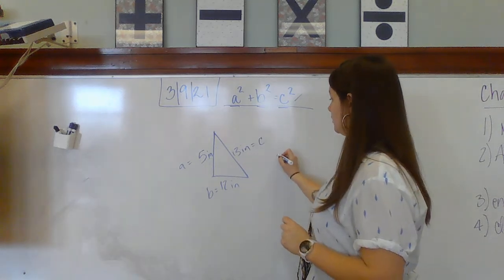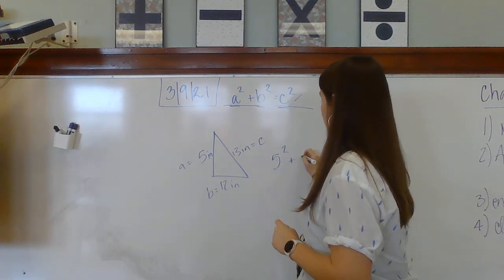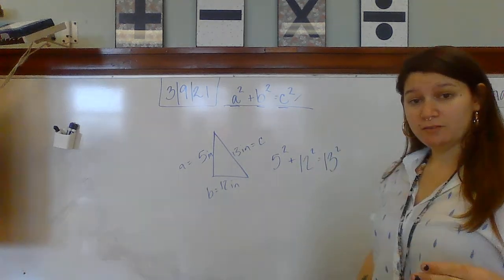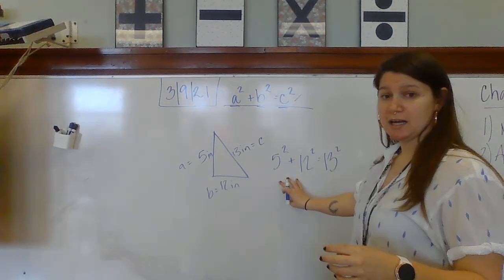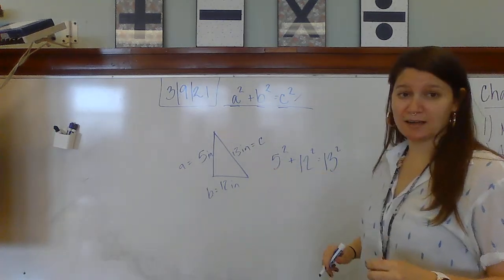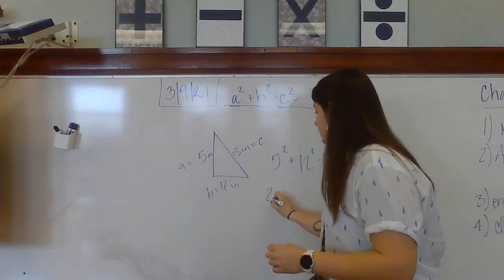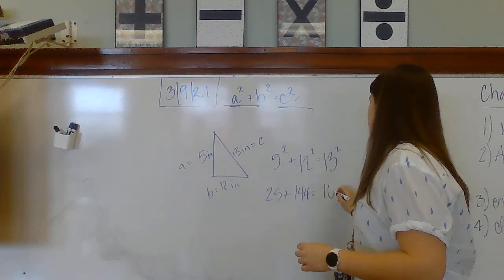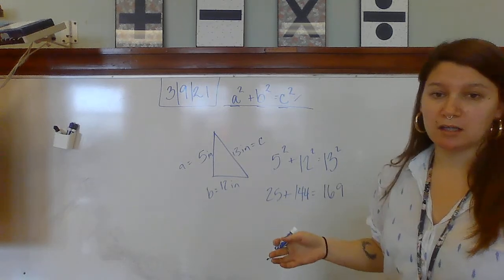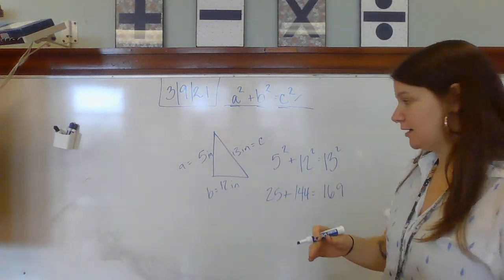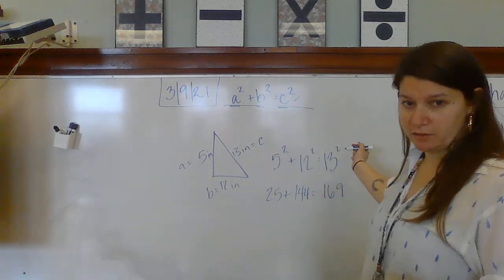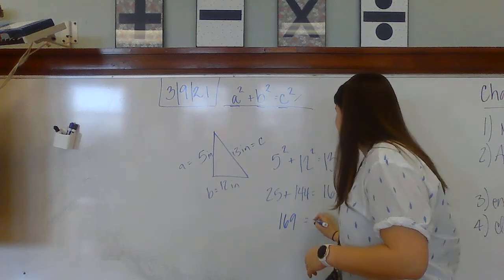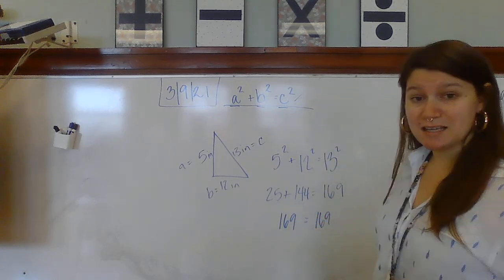And then I'm going to plug it in here, and I'm going to do 5 squared plus 12 squared equals 13 squared. And if all of this is true, if this side equals this side, then this does in fact contain a right angle. So 5 squared is 25, 12 squared is 144, 13 squared is 169. Of course, remember, squaring just means multiplying it by itself. So 5 times 5, 12 times 12, 13 times 13. 25 plus 144 is 169. So this is a right triangle.